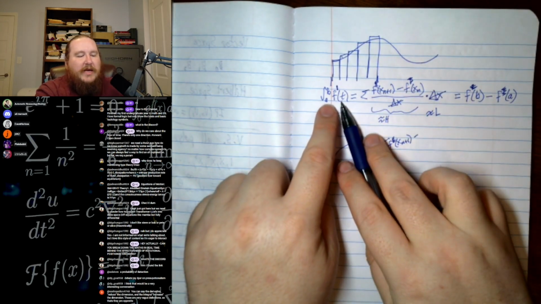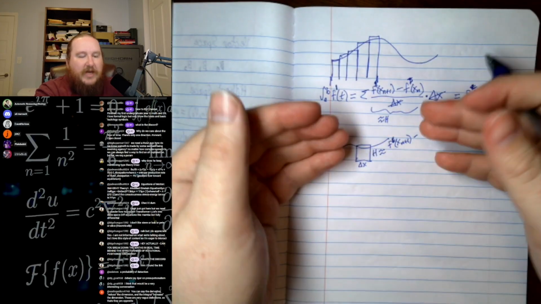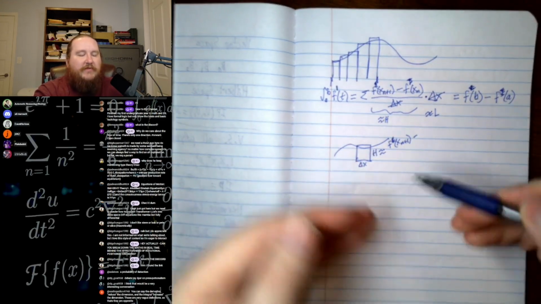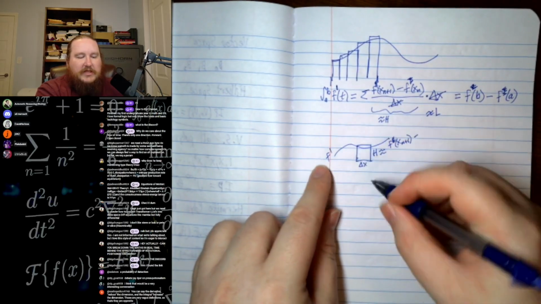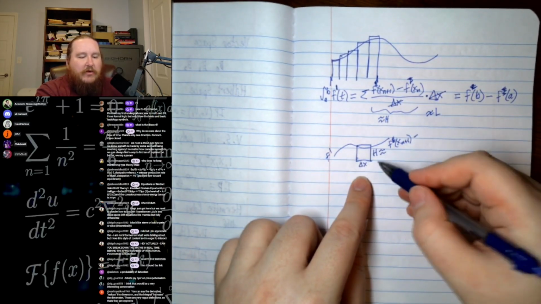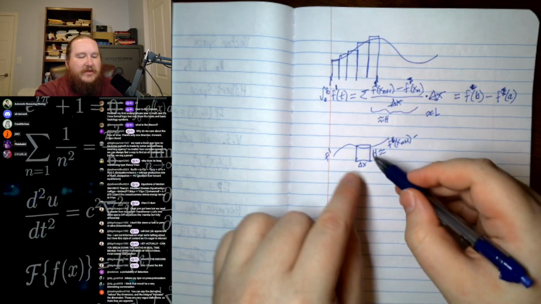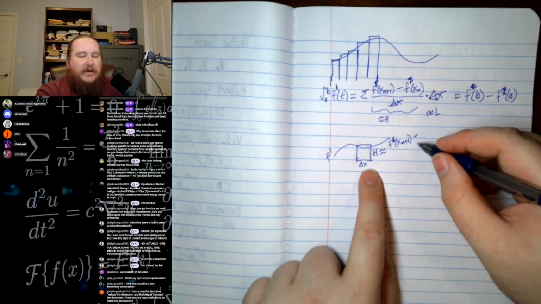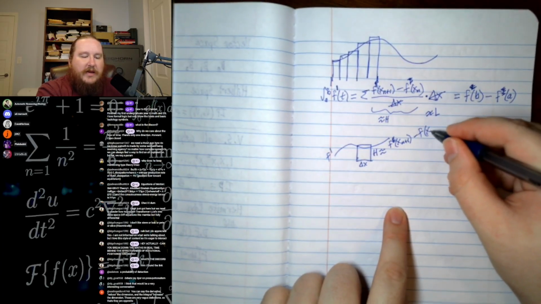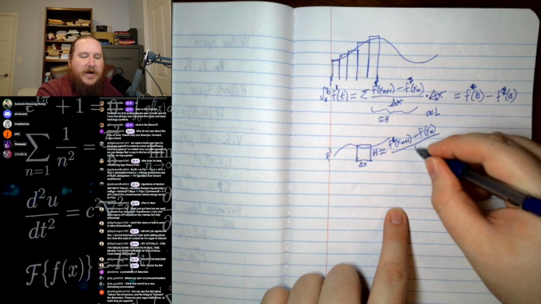So you're integrating a function's derivative, and so you have to convince someone. Okay, this is f prime. Here's a rectangle of f prime. Then the height of that thing is f of x_{n+1} minus f of x_n, divided by delta x.